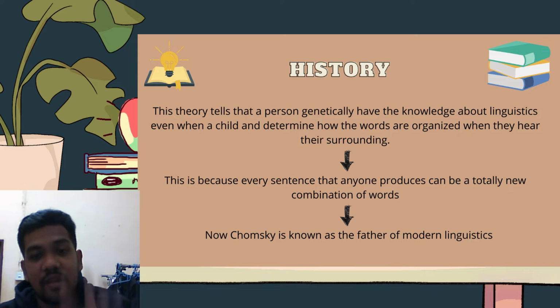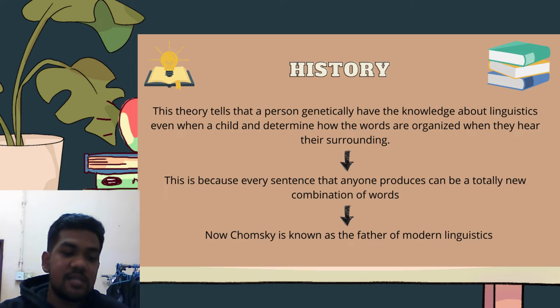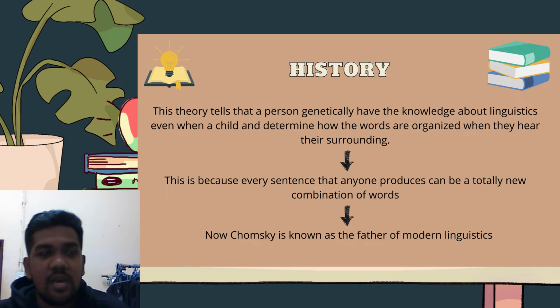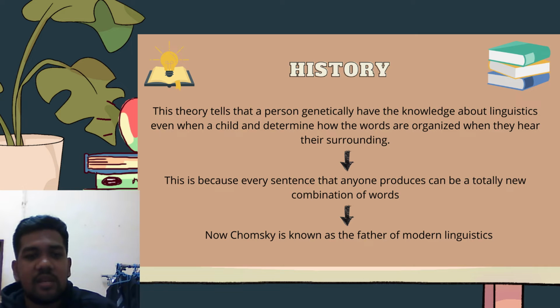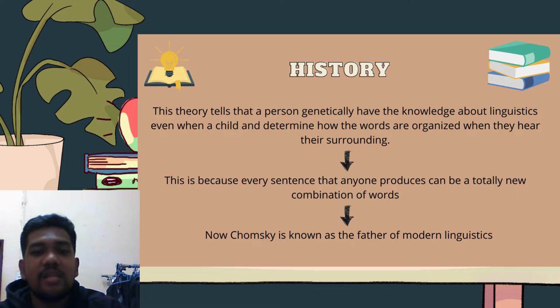Okay, this is my fifth point. Let me just read it. This is because every sentence that anyone produces can be a totally new combination of words. Basically, kids have that. The children, I mean. Let's just say they said, "run is I." This is not the right word. The right word is "I am running." So, basically, they know the words. If you put them in any corner of the world, they know the words. They just need to rearrange them.